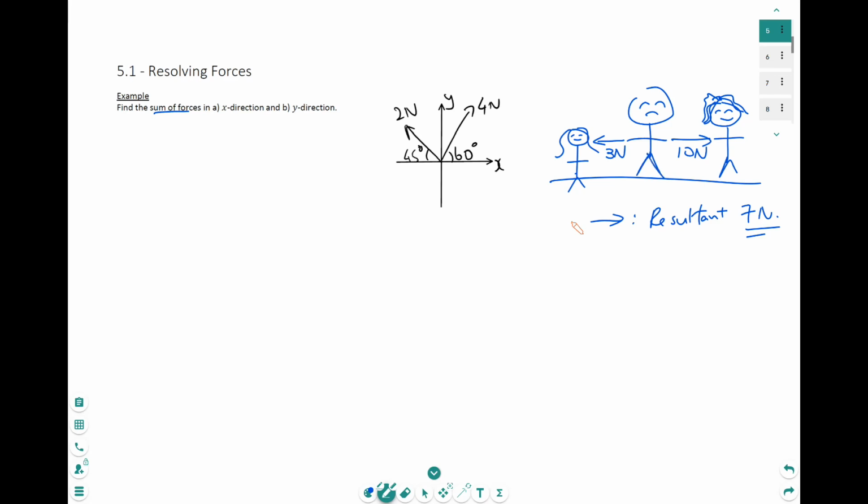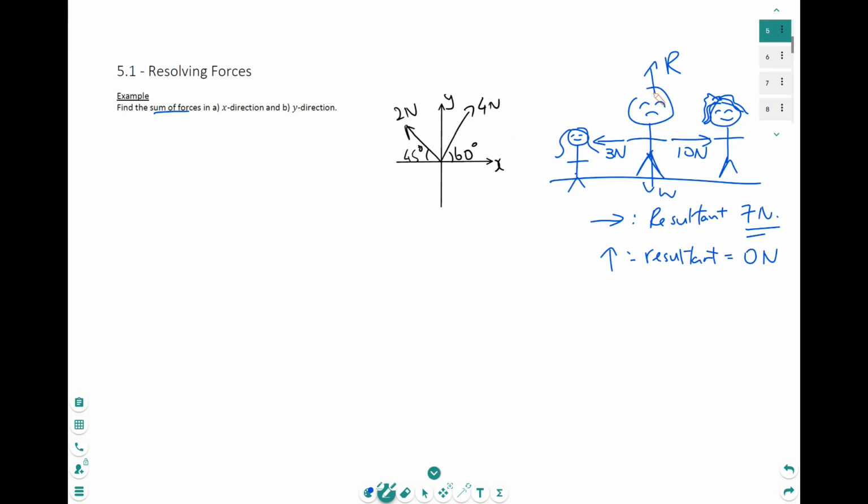Right. So what about upwards and downwards? The resultant will be 0 because you're not floating or sinking. The weight that you give to the ground will be the same as the reaction. So in terms of upwards and downwards, the resultant will be 0 because reaction equals weight. Okay, so that's the concept we're talking about here.